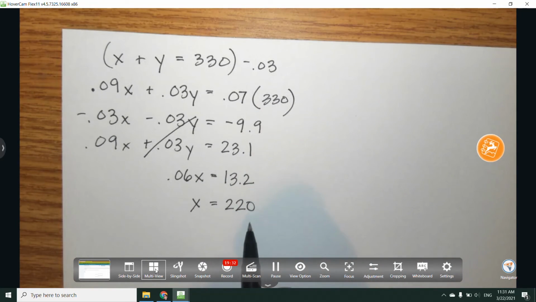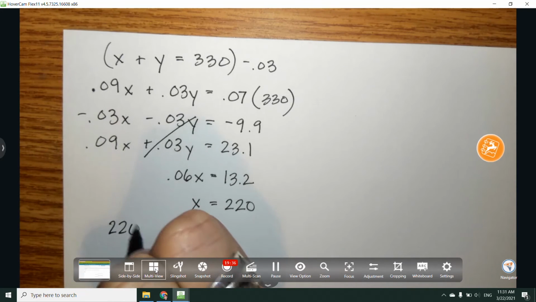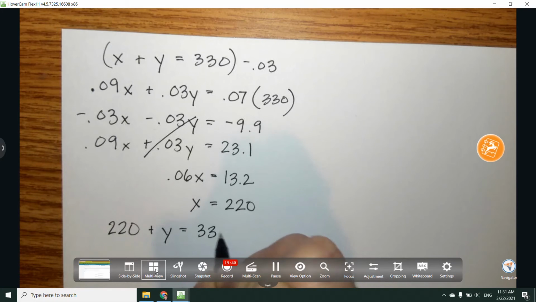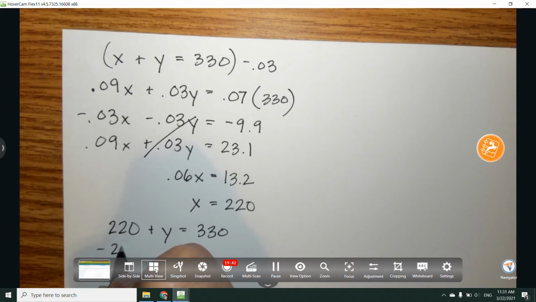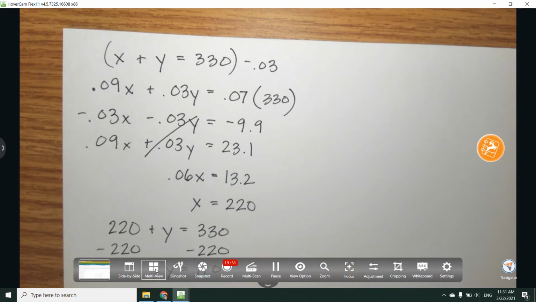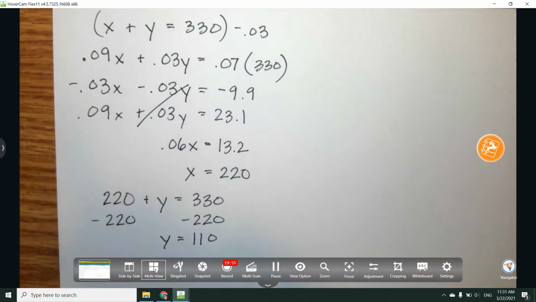And so we can plug this into our original equation. So we get 220 plus y is equal to that 330, and we can just subtract 220 on both sides, and y is equal to 110. Remember that your x was associated with the 9%.